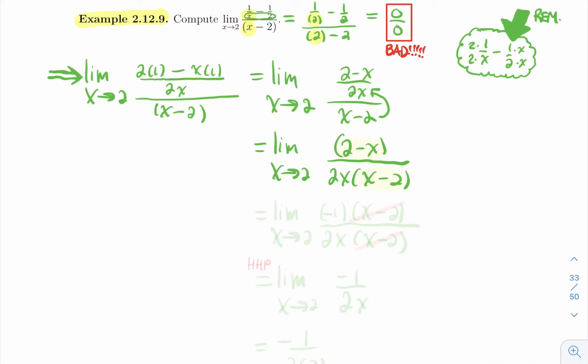We can still see the zeros: this is what's giving me a 0 at the numerator, and this is what's giving me a 0 at the denominator. So you need to simplify these two. Here what I'm going to do is, at the numerator, factor out minus 1 so that my x's, where my 0 lives, will have the same coefficient, which will be 1. So if I factor out -1, I have the limit as x approaches 2 of -1 times x minus 2, all that over 2x.